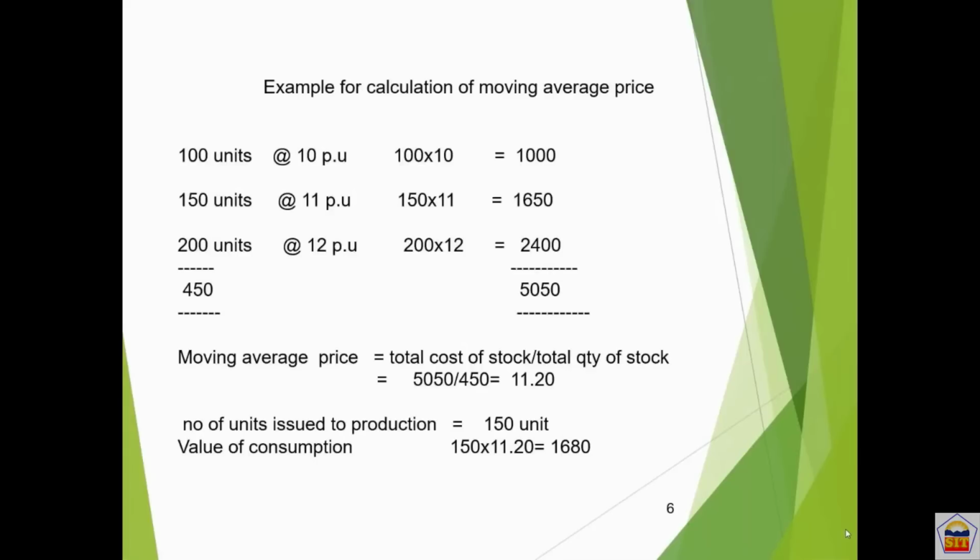That particular moving average price, we will multiply with the stock we have issued to consumption, or issued to the production department. The production department is going to consume the stock which we have procured from the vendor, and at what price we have sent that material to our production department, we can come to know by multiplying the number of units with this moving average price.